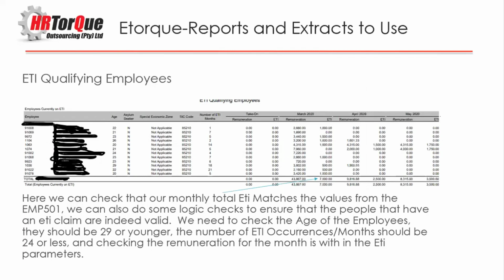This report is also useful for where we need to make sure that we've claimed ETR for the correct individuals. So we can check ages. So there's our age column. We can check that the ages are correct. Obviously, they should be within the range, so they should be basically over 18 and under 29. Number of ETR occurrences. If somebody is at the 25th occurrence, they should not have any ETR in that period. And then we need to look at our remuneration and the ETR claimed. So it should be within the ETR parameters there as well. And again, the ETR claim should be within the required parameters. For those of you who are very observant, you'll notice that this ETR report is from some time ago, and ETR values are not due to the frequency levels.